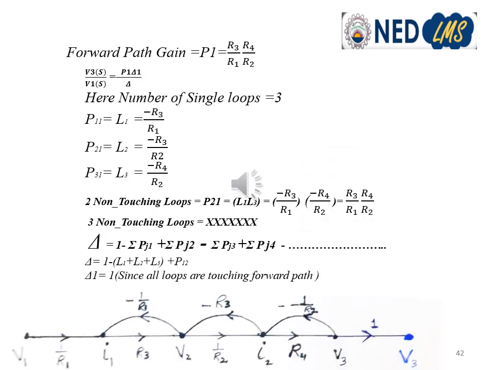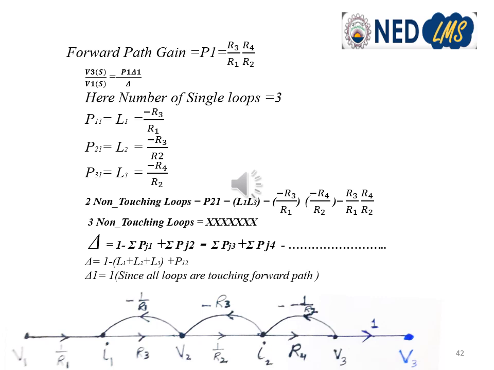We can see here that there is a single forward path along a straight line from V1 passing through I1, V2, I2, V3 towards V3 with a branch gain of R3, R4 upon R1, R2, and so we have set the formula V3 upon V1 equals P1 del 1 upon del. Here we have 3 single loops, which is quite obvious from the diagram. The first one has a branch gain minus R3 upon R1. The second one has a branch gain minus R3 upon R2, and the third one has a branch gain minus R4 upon R2. There is only one pair of 2 non-touching loops, that is L1 and L3.